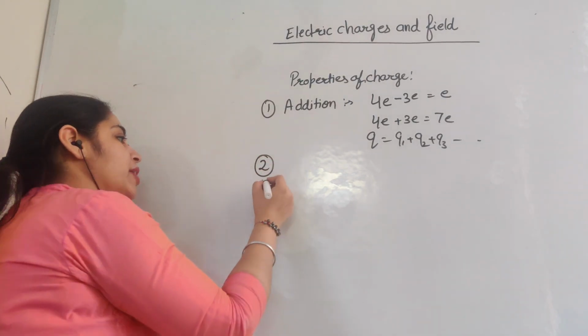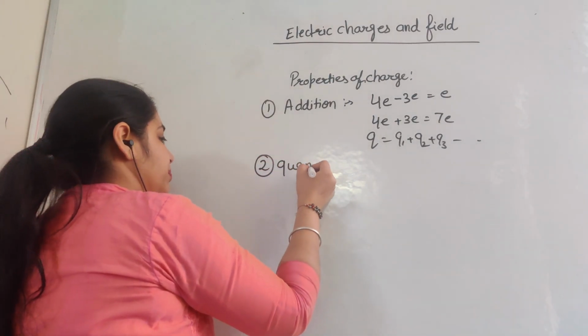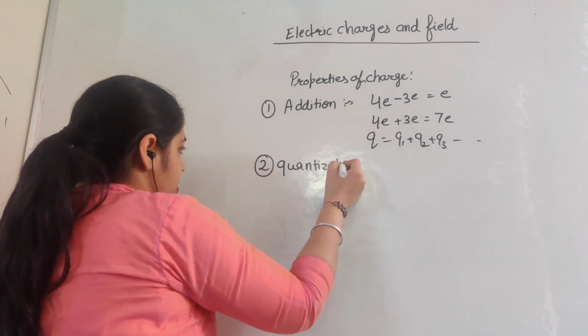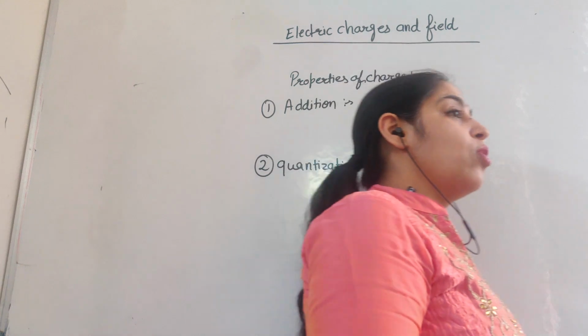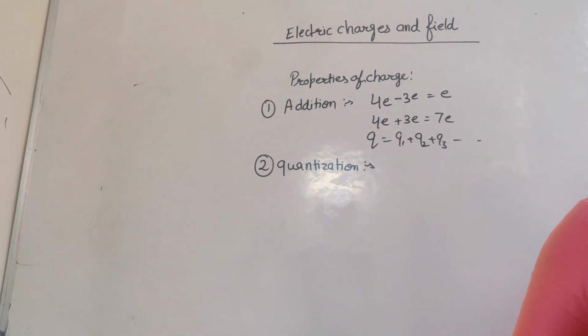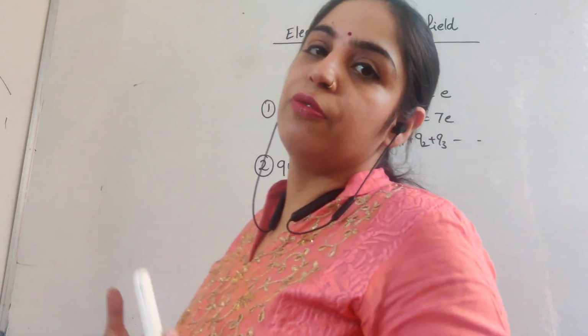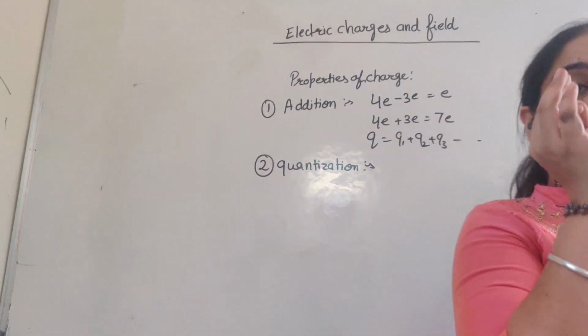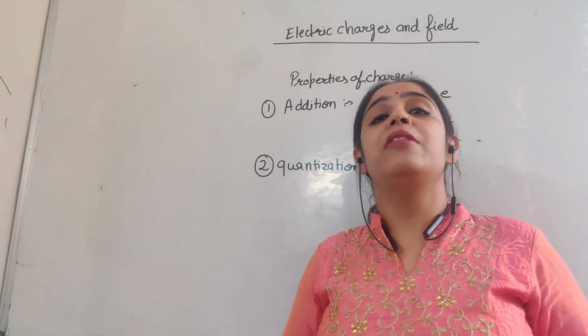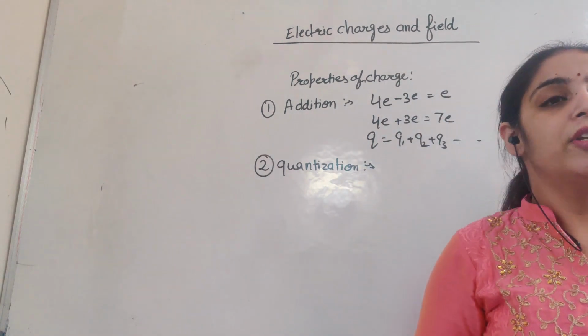Moving to the next one, quantization. So what does quantization say? The charge is always quantized. Whenever the charge will transfer from one body to another or a body will acquire a charge, it will always be an integral multiple of electronic charge, है ना.